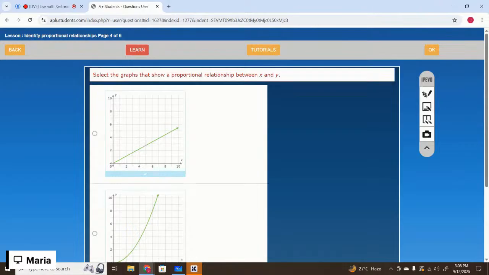Select the graph that shows a proportional relationship between x and y. So which is the correct option? Option number one is the correct option. The graph must be a straight line and passing through the origin.